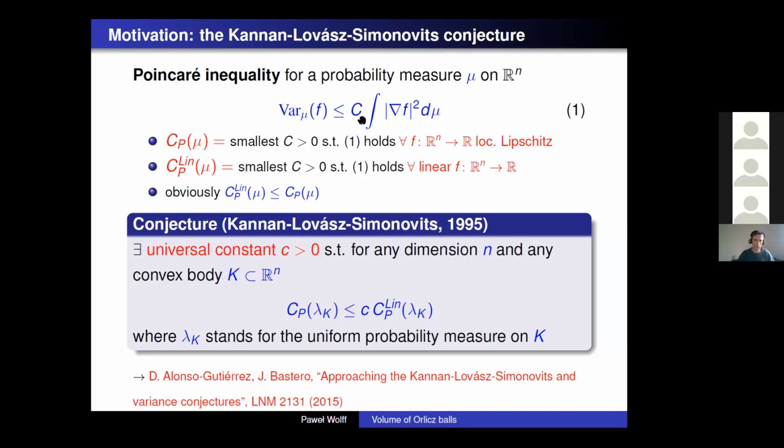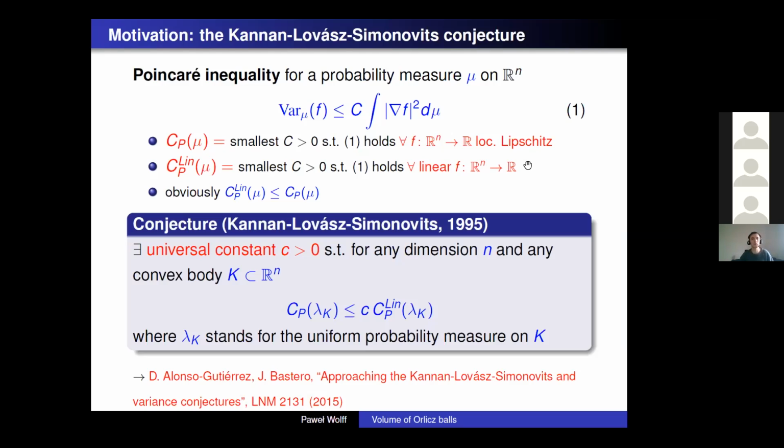And what one is interested in is the optimal constant with which this inequality holds, if it holds with some finite constant. Okay, so let's denote by Poincare constant of the measure mu the smallest constant for which this inequality holds in general, namely for all Lipschitz functions on Rn. And here will be the constant that concerns only linear functions.